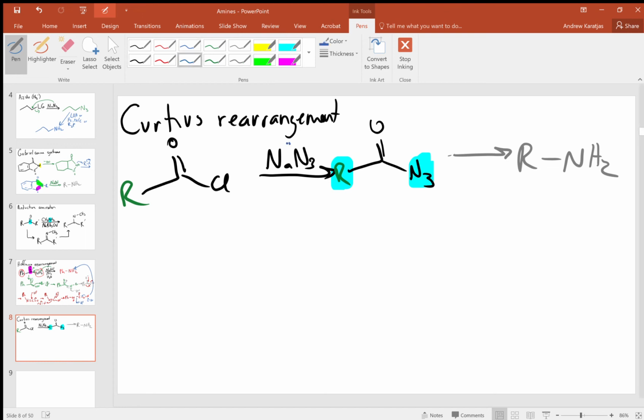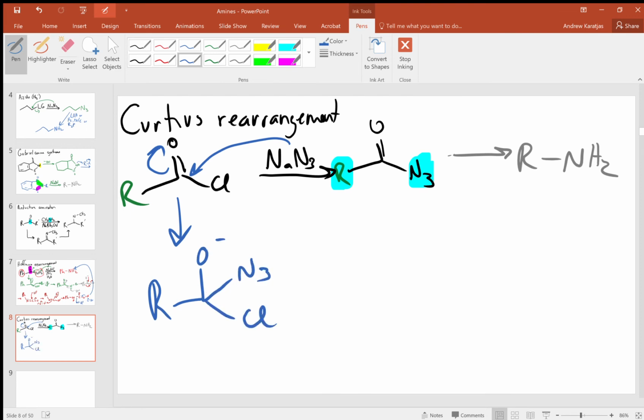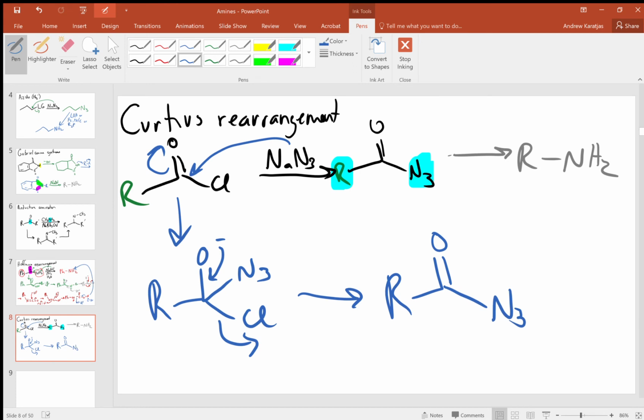Again, first step is straightforward. Azide is a good nucleophile. It attacks the acid chloride. We've seen many acyl substitution reactions before, and this one's no different. Oxygen adds back in, kicks out the chlorine leaving group. And so that's our first piece. All right, what happens next?